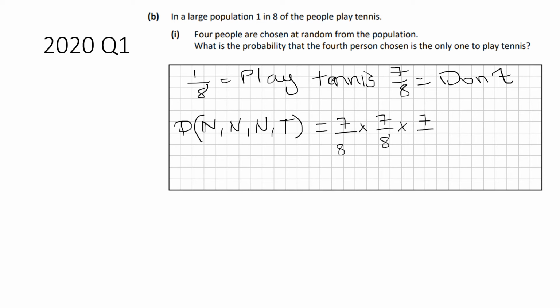The 3rd person doesn't play tennis still, but the last one does. Because there's 4 different people, you have to multiply them together because it's the 1st and 2nd and 3rd and 4th person. So when we multiply that together, we get 343 over 4096. And I would just leave it as a fraction like that if it cannot be simplified any further.